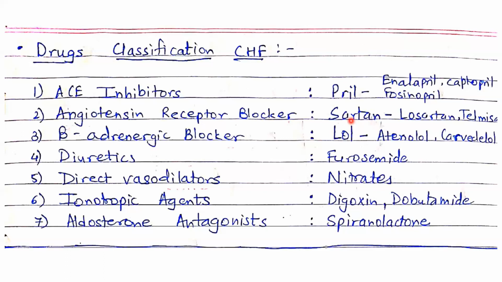Next is ionotropic agents. The word ionotropic indicates something which is going to enhance the force of contraction. It is directly going to act on myocardial cells and enhance the force of contraction. So the pushing force by the ventricles during systole is improved by digoxin and dobutamine. Ionotropic agents always start with D: digoxin, dobutamine.